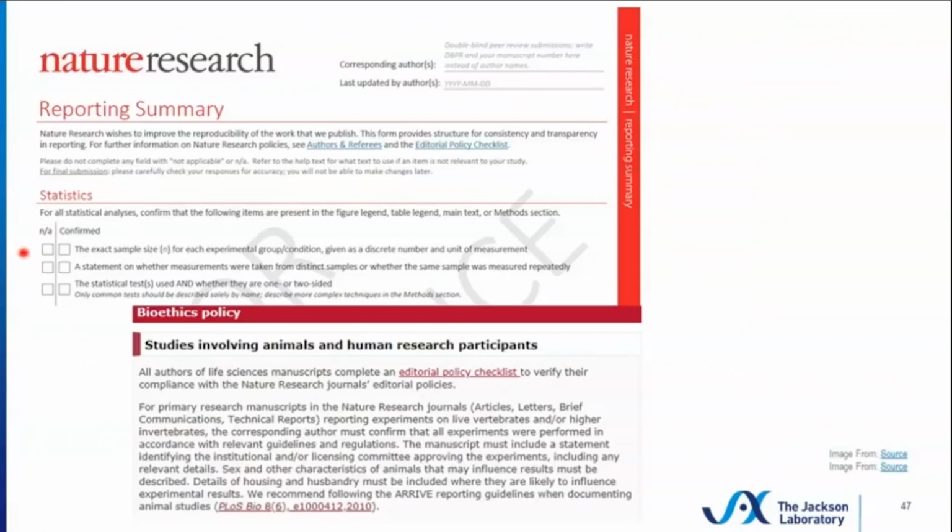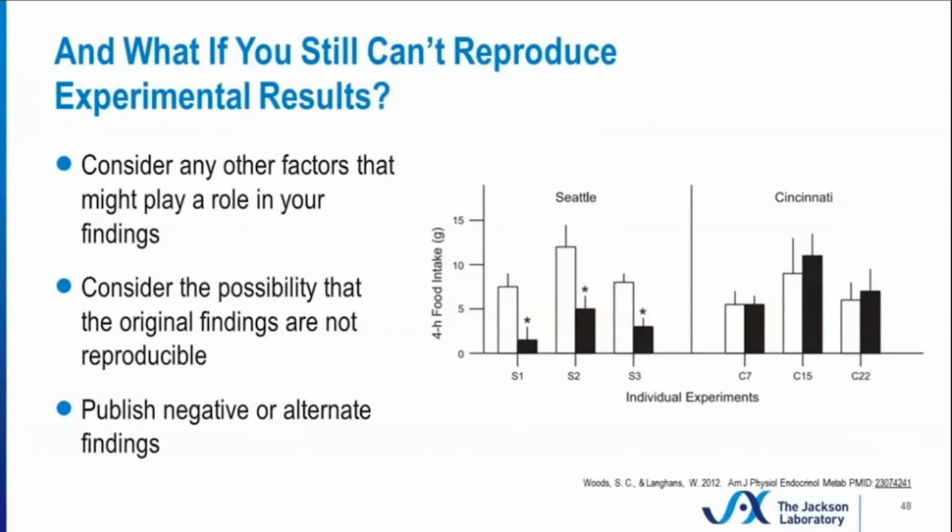Think about it as a checklist of things that, hey, I got this one done, I got that one done, so that you know that everything was taken care of. It also helps you when you're drafting your paper to know that you didn't miss anything. And after all of this, what if you still can't reproduce experimental results?